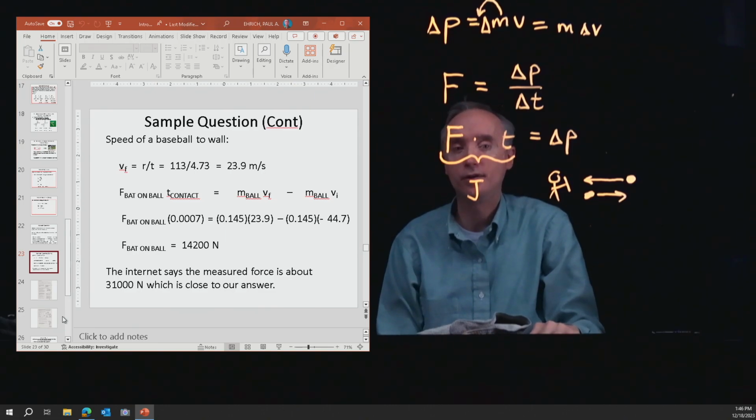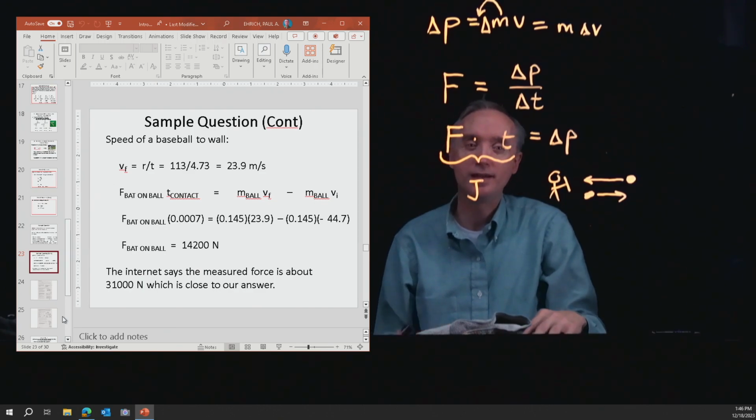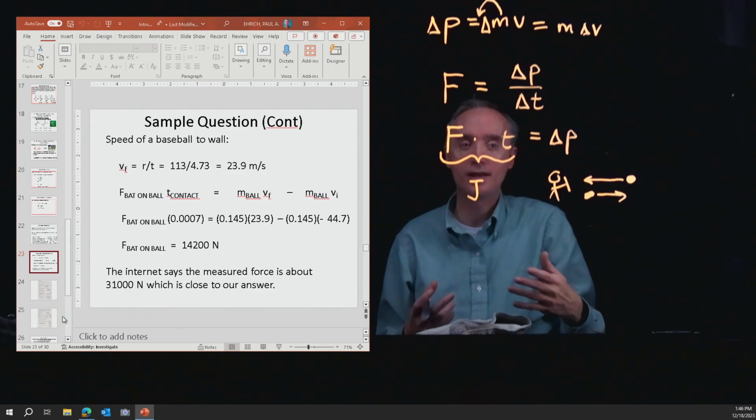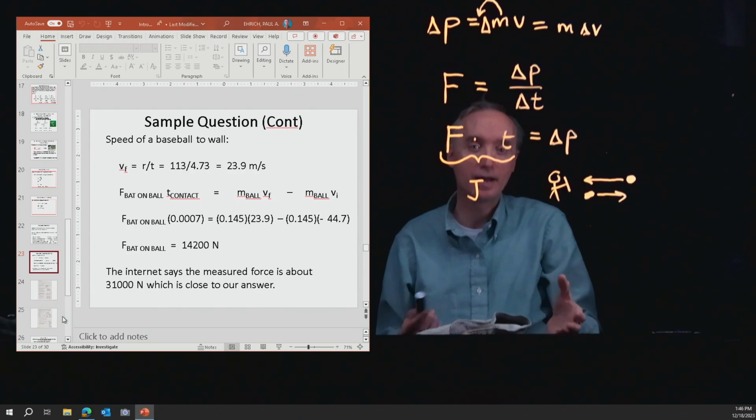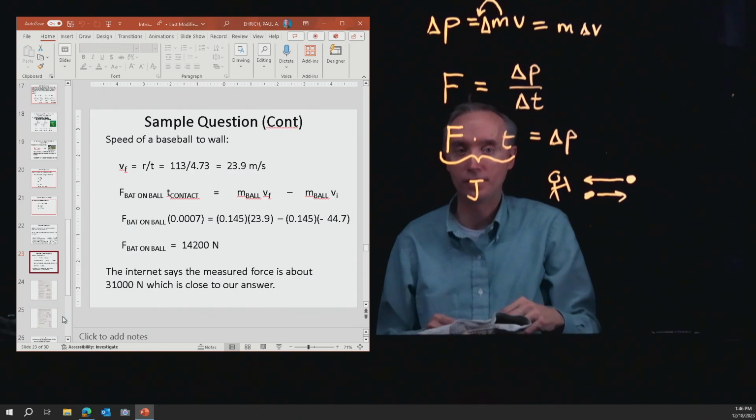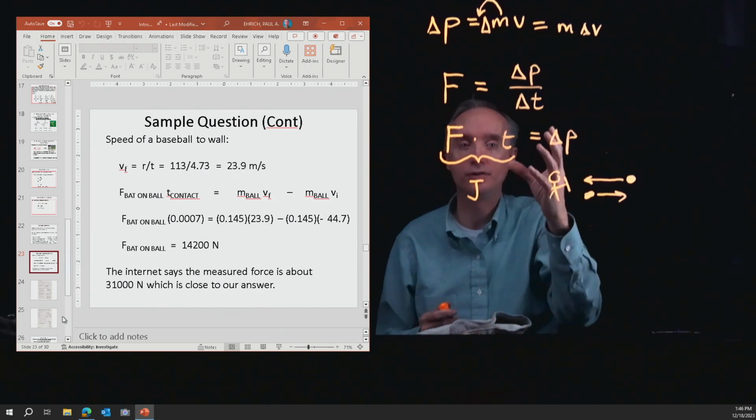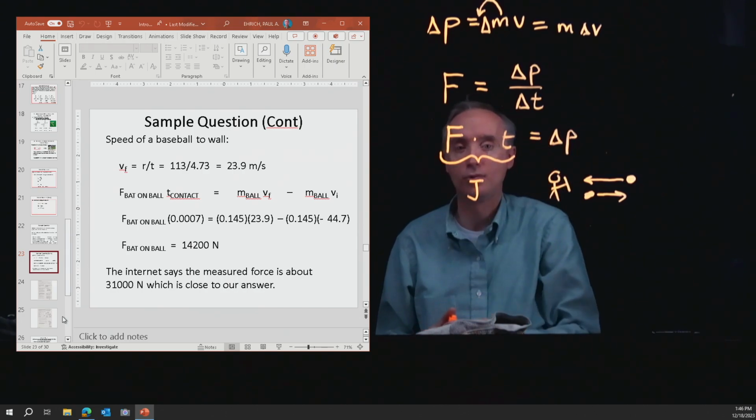And then I went to the internet and it says that it ought to be about 31,000 newtons. Well, when you take into account all of the different estimates that I was putting into my calculations, it's not bad that I ended up with 14,200 newtons. But that's an example of how you could use this impulse in order to solve an actual problem.